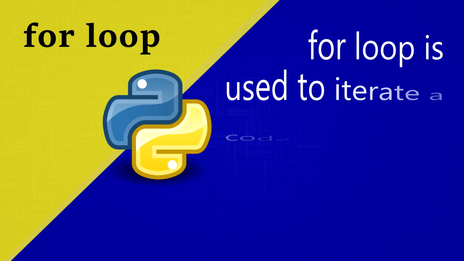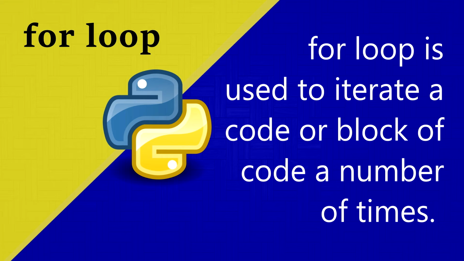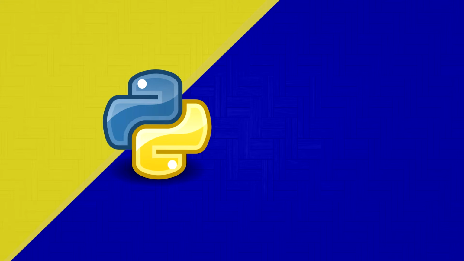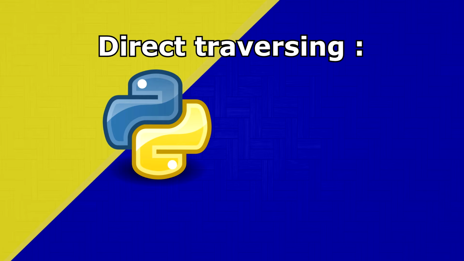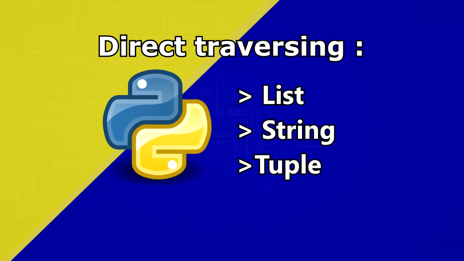A for loop is used to iterate a code or block of code a number of times, which means the code or block of codes is executed sequentially based upon the range or the data type given. That means the for loop has a special ability to traverse a list, string or a tuple directly, while in a while loop we need to do it manually.